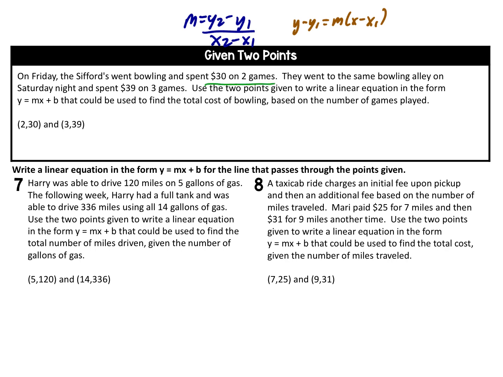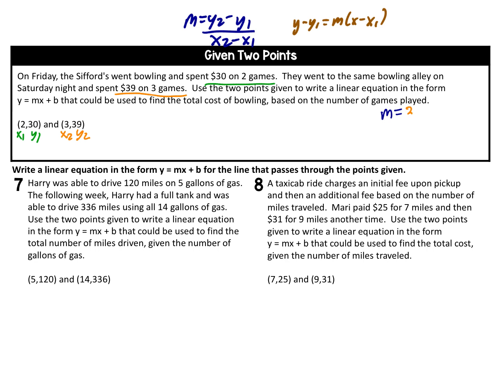They went to the same bowling alley on Saturday night and spent $39 on 3 games. Use the 2 points given to write a linear equation in the form y equals mx plus b that could be used to find the total cost of bowling based on the number of games played. First of all, we know our 2 points are (2, 30) and (3, 39).